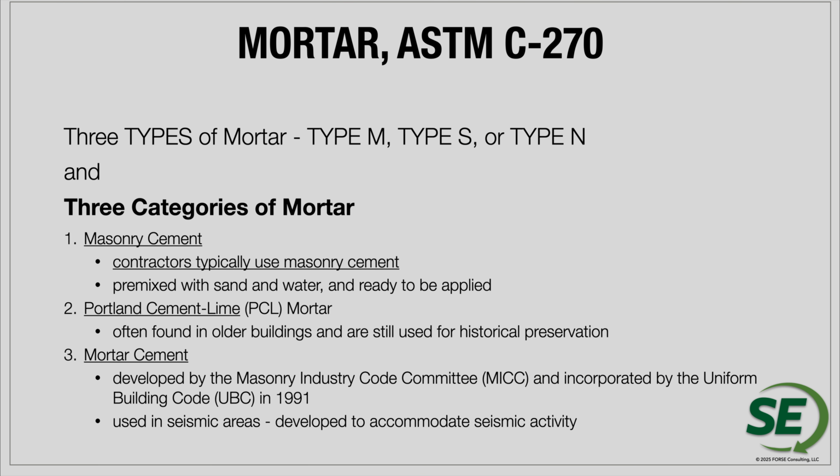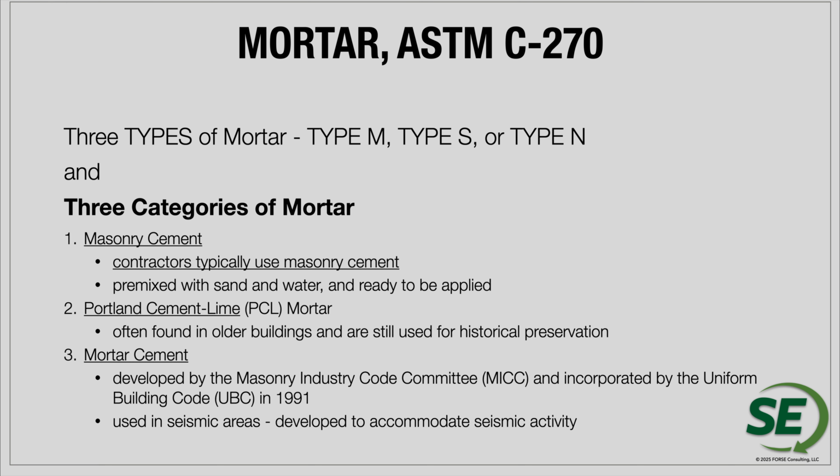There's just a little bit more that we want to take care to notice about mortar. In addition to the three different types that we have, type M, type S, and type N, there's also different categories of mortar. Sometimes this is going to be more or less relevant to the engineer, but it is important to understand the differences in case a contractor wants to use a different type of mortar than maybe you were anticipating. So masonry cement is probably the most common mortar that's going to be used.